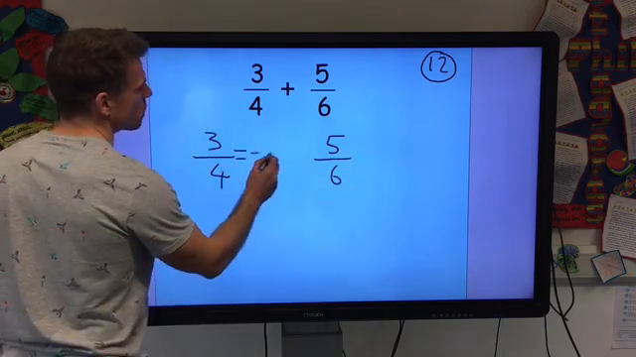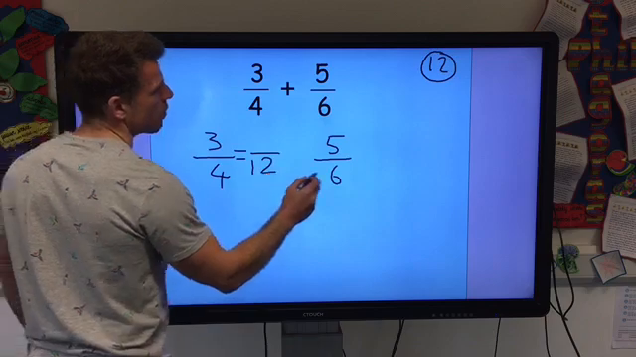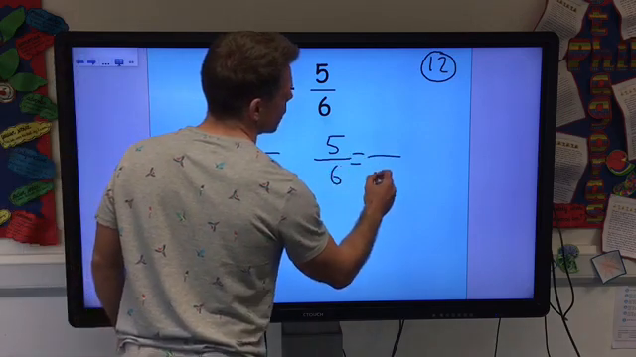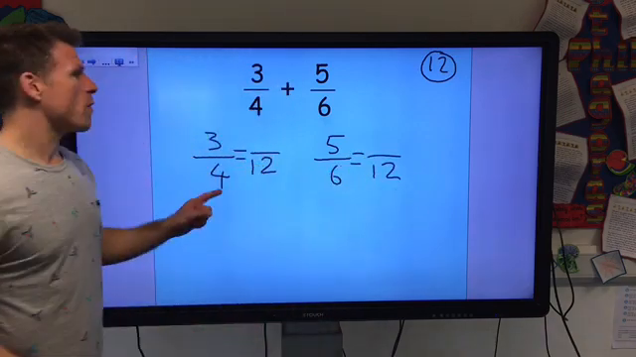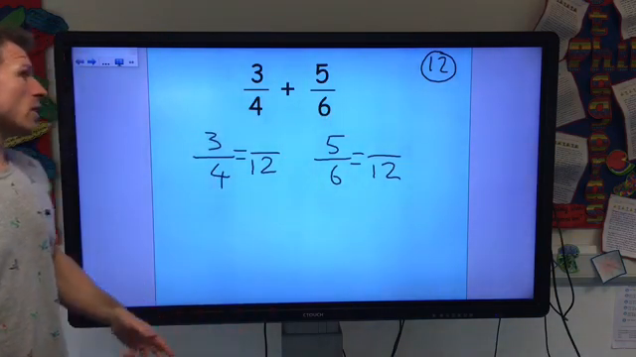So 3 quarters equals something over 12. 5 sixths equals something over 12. So I'm turning it both into 12. So I've left lots of space so my layout's nice and neat.